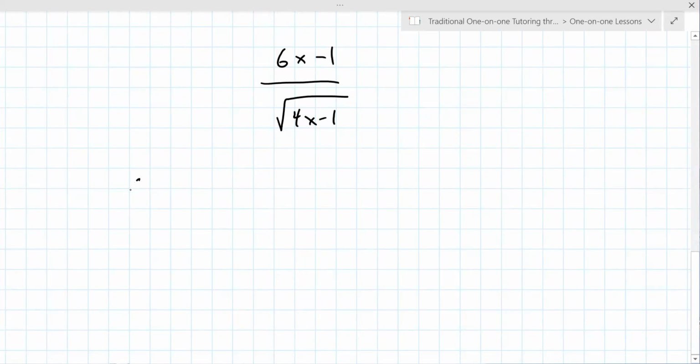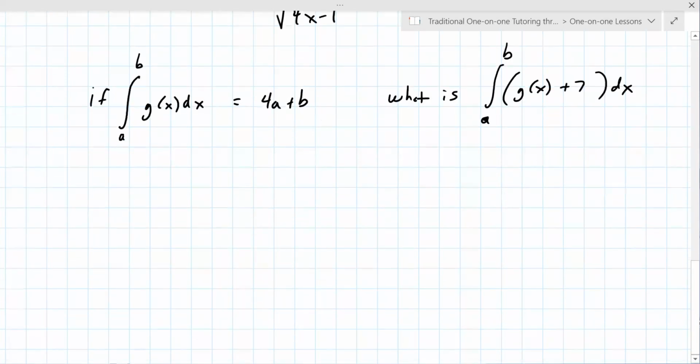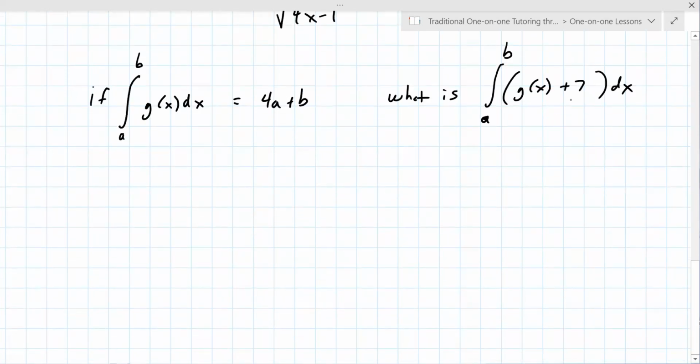Okay, so the next one says if the integral from a to b of g of x dx, so it's symbolic, is 4a plus b. It's like saying, okay, the area from these two things is 4a plus b, just so happens to be the bounds, great. And the next, they're saying, well, what is the integral from a to b of now g of x plus 7 dx? And this problem is asking you to remember how to break apart integrals.